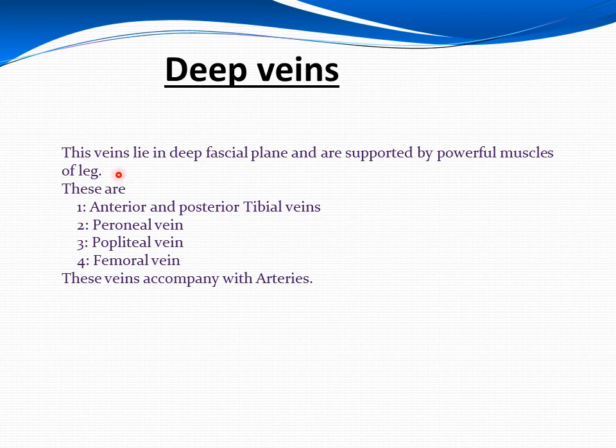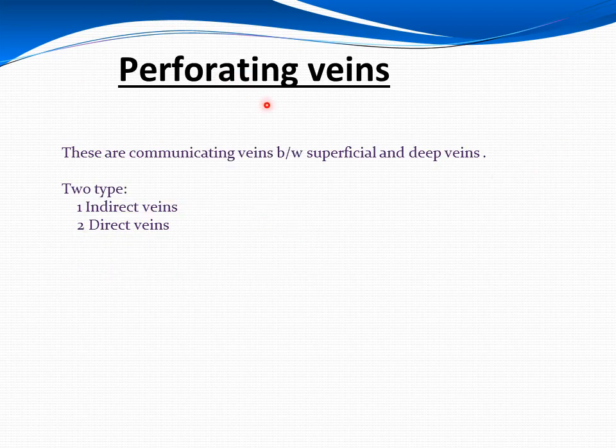Deep veins, these veins lie in the deep fascial plane and are surrounded by powerful muscles of the leg. So deep veins, we have anterior and posterior tibial veins, peroneal vein, popliteal vein, femoral vein. So they accompany the corresponding arteries. Let us talk about the perforating veins. So you see a constant number of perforating veins with their fixed positions are found to connect the tributaries of saphenous vein with the deep veins after piercing the deep fascia.